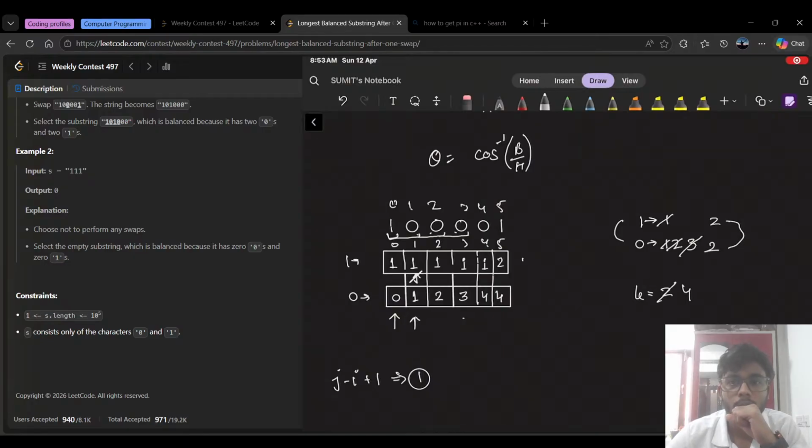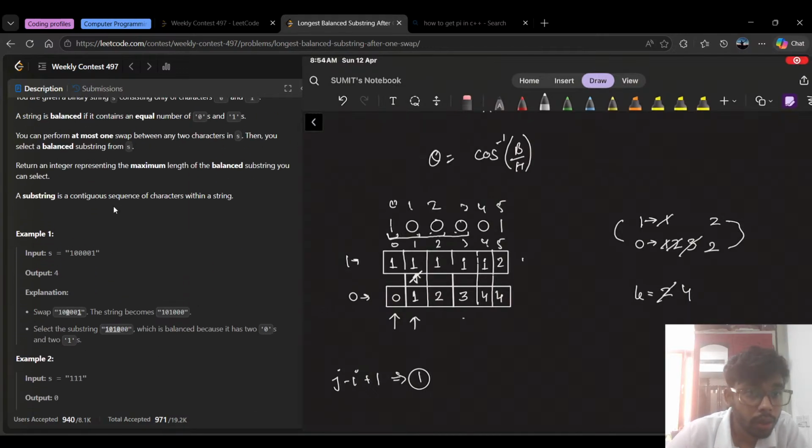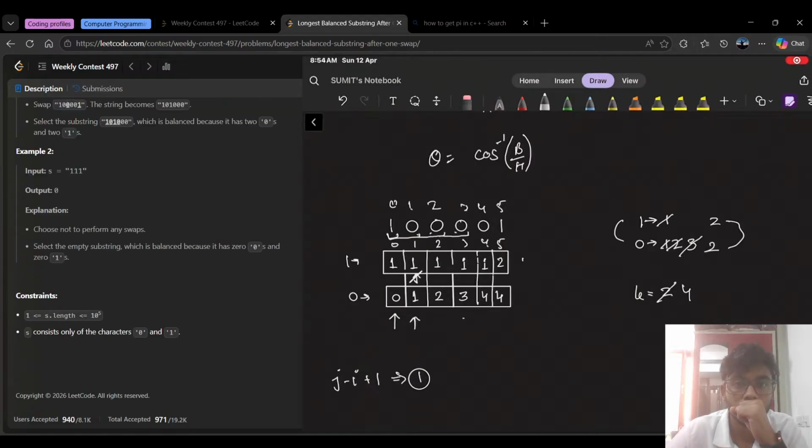It's so high, to be 0. Point j, okay. What I'm getting, okay, let it be 0, then okay, I'm getting this length 5. Why?